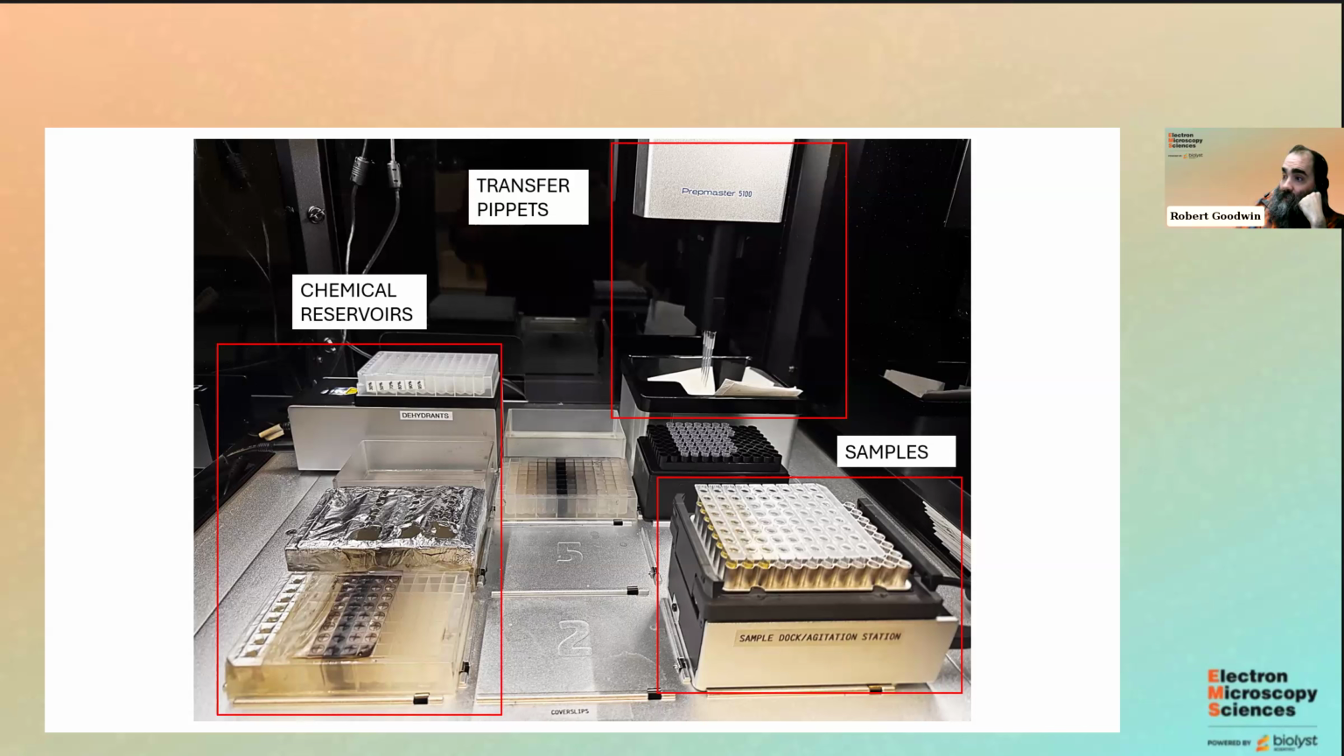You can see in the back where it says Prepmaster 5100, that is the 8-head pipette. There is also a single pipette attached that didn't show up in the picture very well. So you can choose between the two, and it will just automatically select. It'll pick up the pipette tips, and at that point, it's just pre-filling the chemical reservoirs.